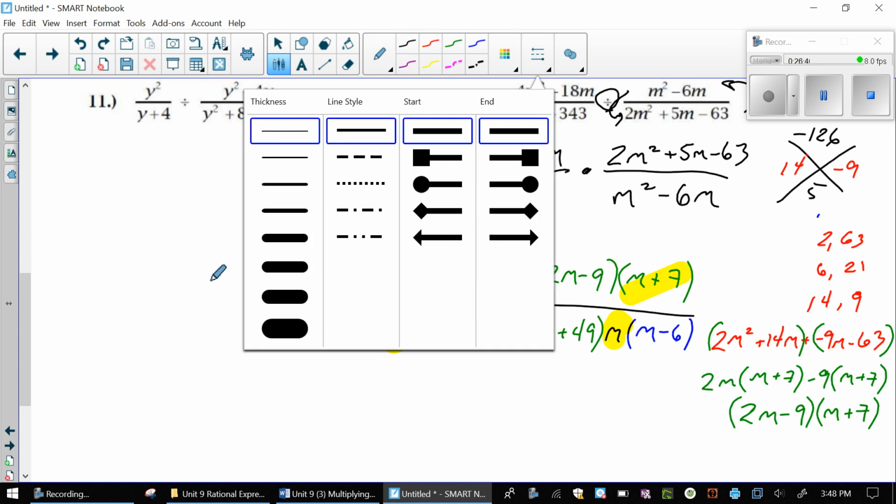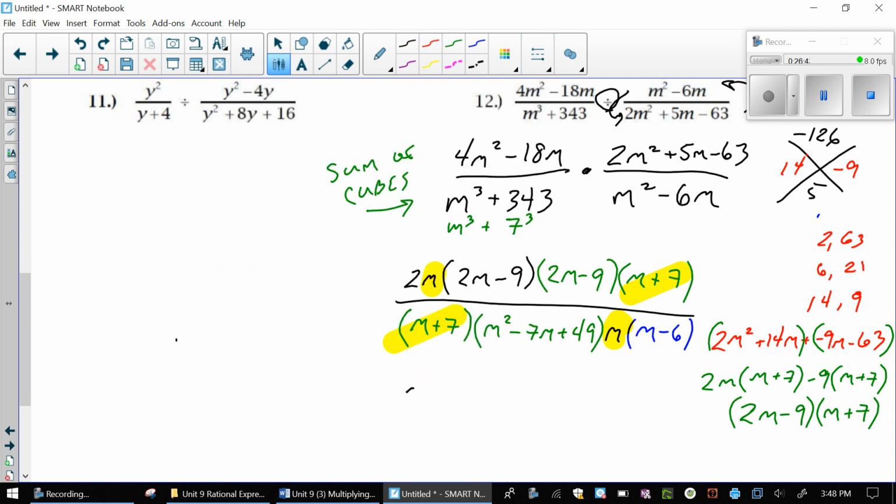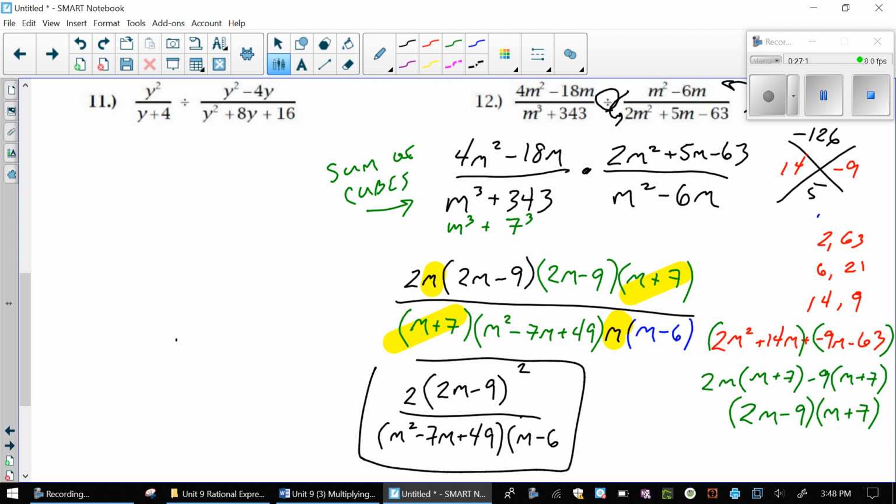So let's just rewrite our final answer. What's left on the top is 2, and we can make this look a little simpler because those are the same, right? So instead of writing 2m minus 9 times 2m minus 9, let's just write 2m minus 9 squared. And then on the bottom, we just have this trinomial, m squared minus 7m plus 49, and this binomial m minus 6. And there we go. Now you might be saying that doesn't look that much simpler, but considering we started out with two larger rationals that both had things that need to be factored, this looks a lot nicer than what we started with.